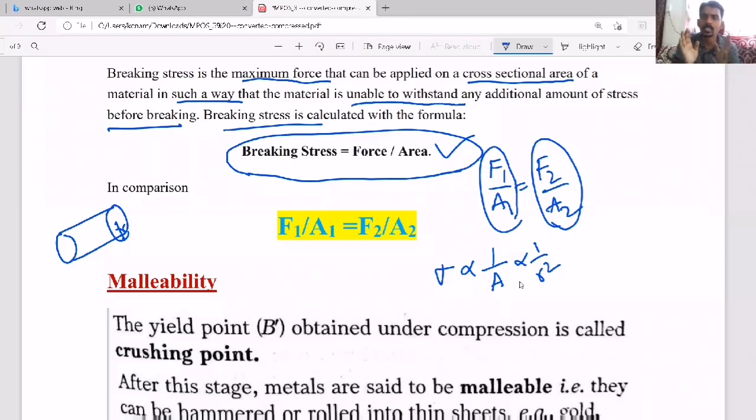These comparison based questions are very, very important in the whole physics syllabus, not in this chapter. In every chapter it will come. In every chapter we will discuss separately. Here I have just given an idea.